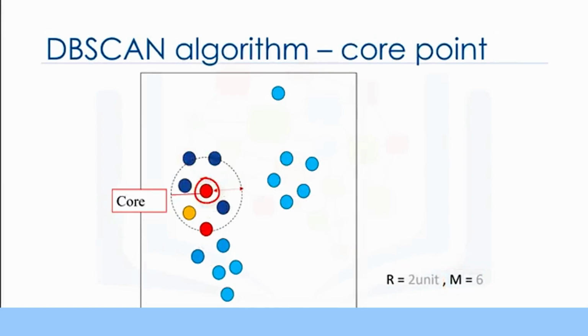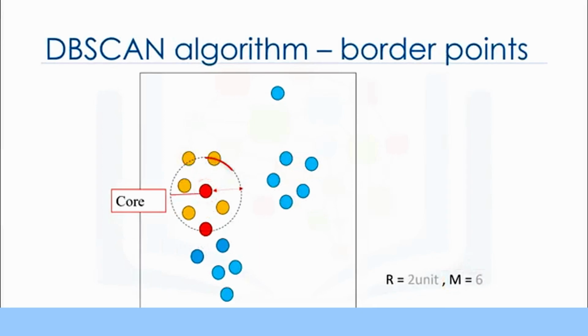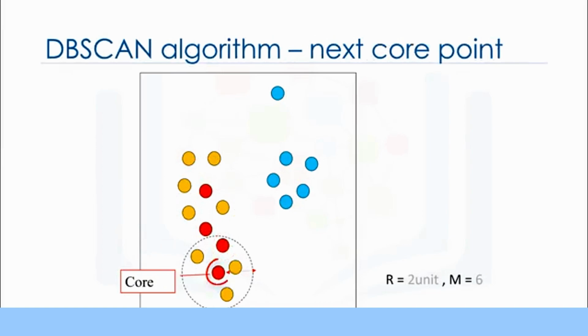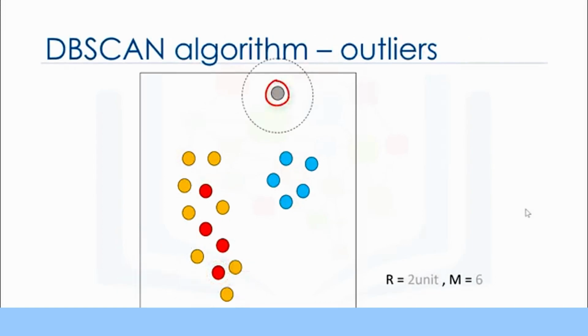We continue with the next point. As you can see, it is also a core point. And all points around it which are not core points are border points. Next core point, and next core point. Let's pick this point. You can see it is not a core point, nor is it a border point. So we label it as an outlier. What is an outlier? An outlier is a point that is not a core point and also is not close enough to be reachable from a core point.